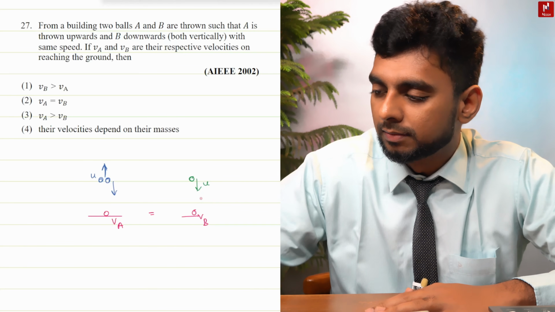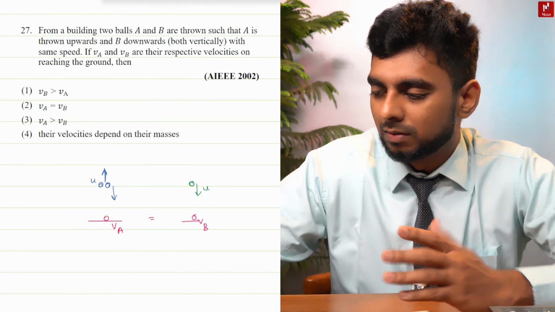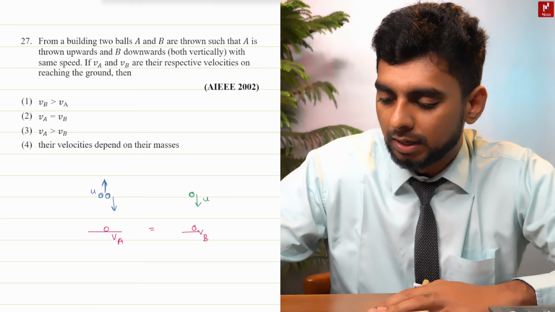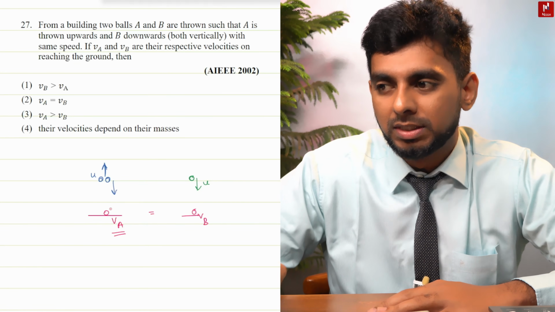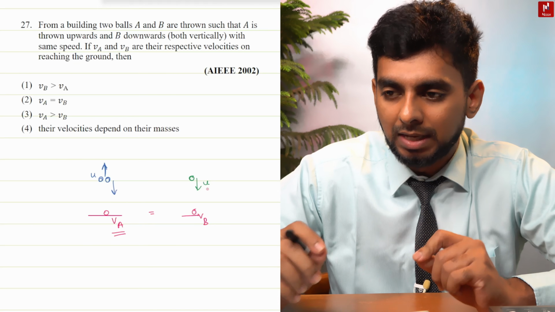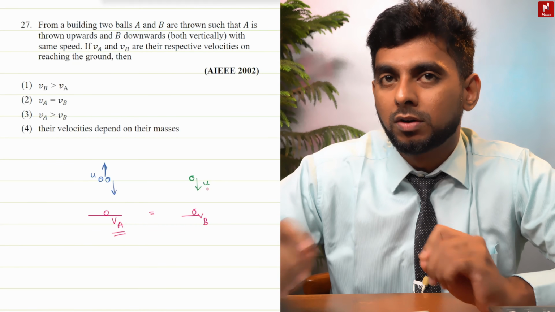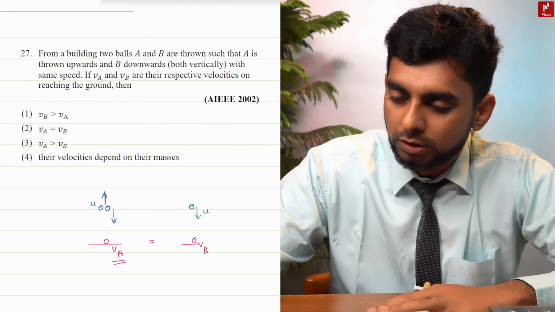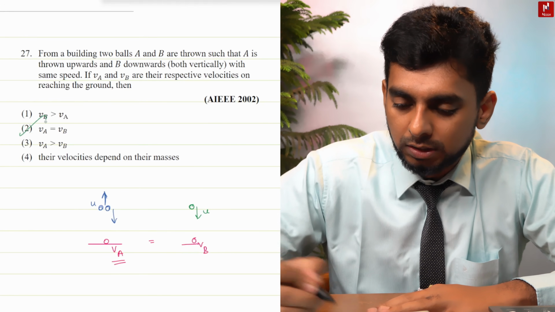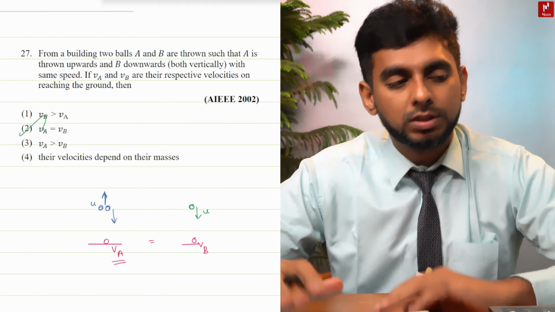This is a logic-based question. You have to be clear over here. Simple one. The velocity for both those balls is going to be the same, as they had the same magnitude of speed. Got it? Therefore, the answer here is option 2. You shouldn't have any doubt on this question. Easy one. Let's move to the next question.